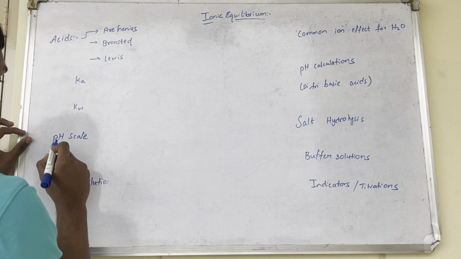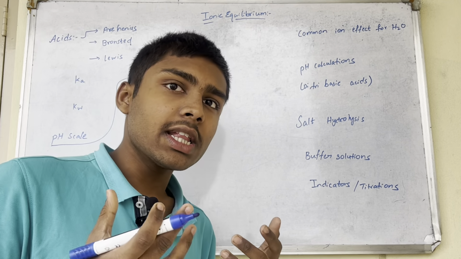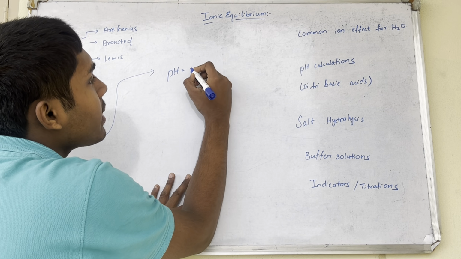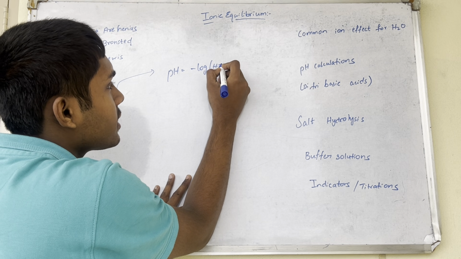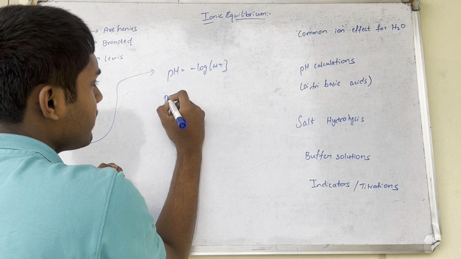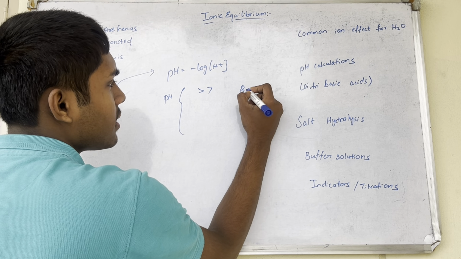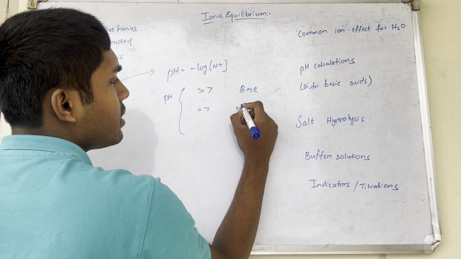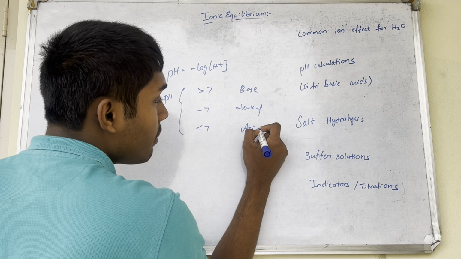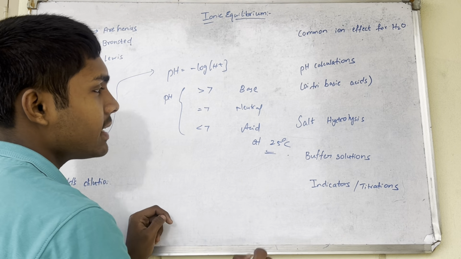So guys, let's see the pH scale. pH is actually used for finding the strength of acids or bases, as you know. The definition of it is pH is equal to minus log of H plus concentration. I don't think everybody knows this. Now in simple basic terms, if pH is greater than 7, then it is a base. Equal to 7, it's a neutral solution. And if it is less than 7, it's an acidic solution, provided at 25 degrees Celsius only.